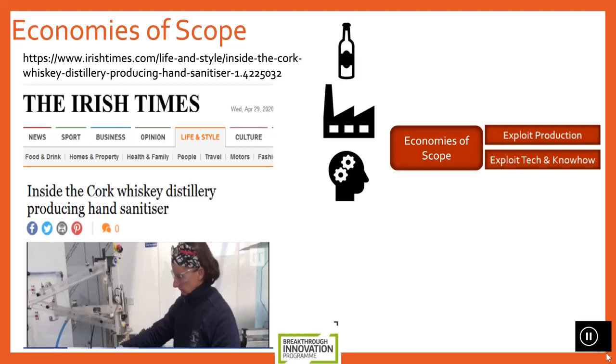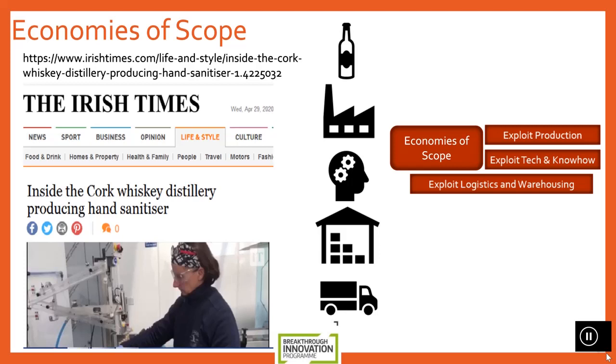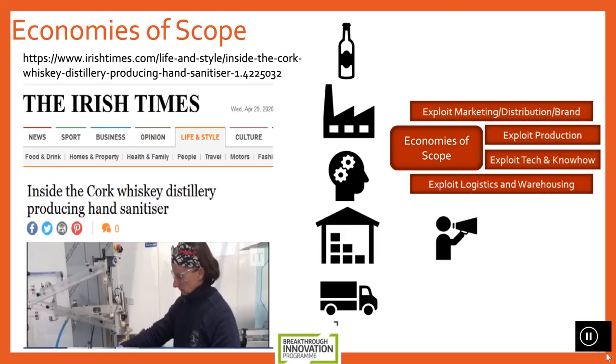There's even overlap in the ingredients used. They use existing warehouses and means of transport and routes to deliver the hand sanitizer, perhaps not to the same customers, but to the same geographic locations. Other areas where economies of scope could be exploited include marketing and distribution, or technologies in R&D.